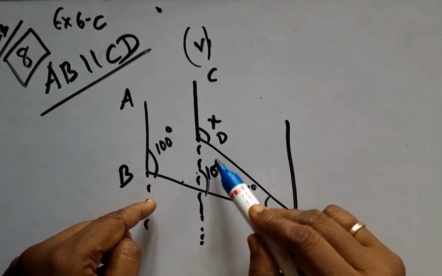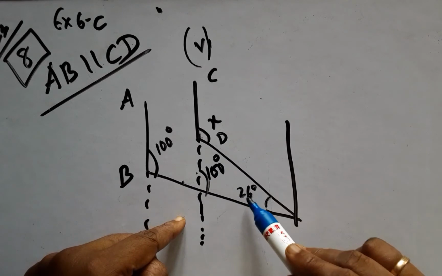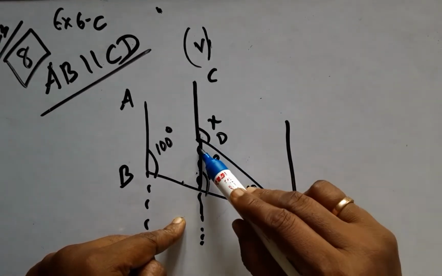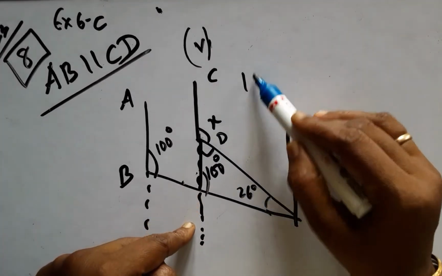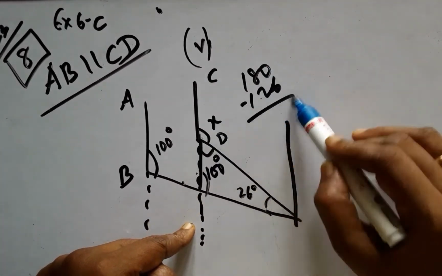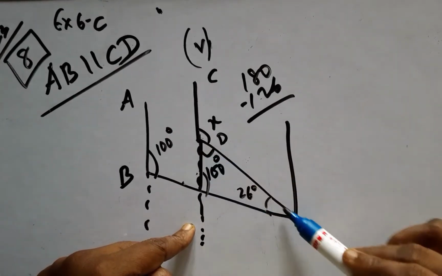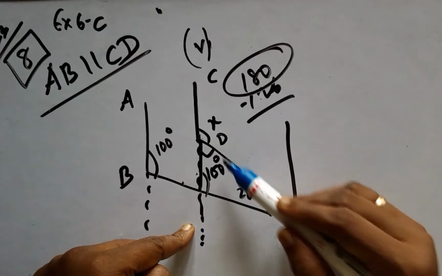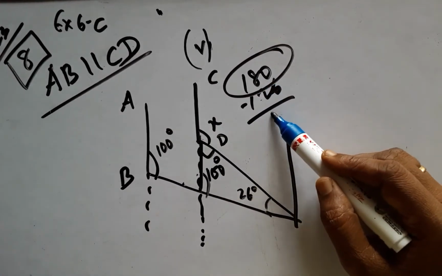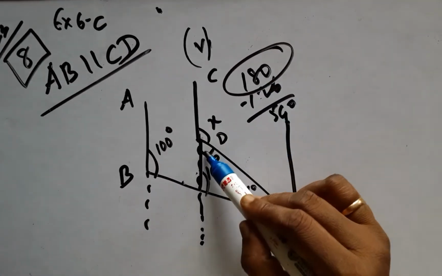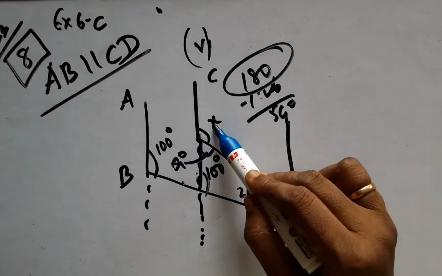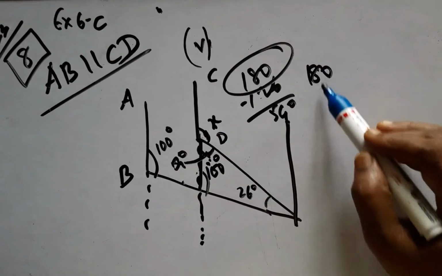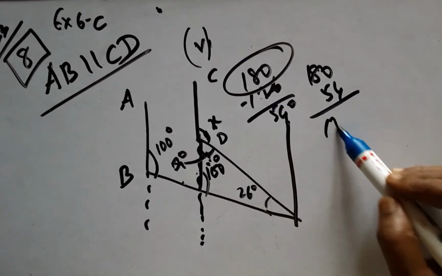This will be 100, and once this is 100, we know that this forms a triangle here, and this will happen to be 180 minus 126, because here the angle sum property of the triangle operates, and the angle sum property says that the three angles sum to 180, and here we get 54 degrees. Once this is 54, the linear pair operates here, and it is once again 180 minus 54, which comes to 126.